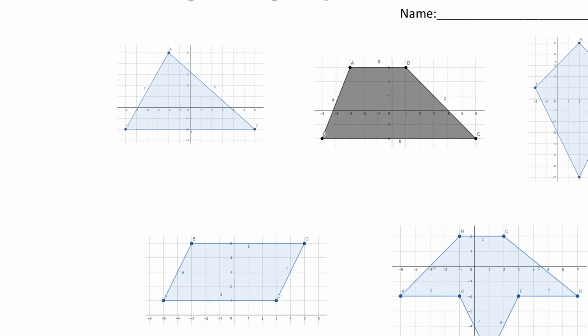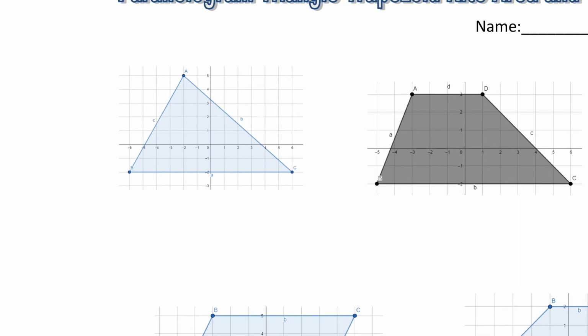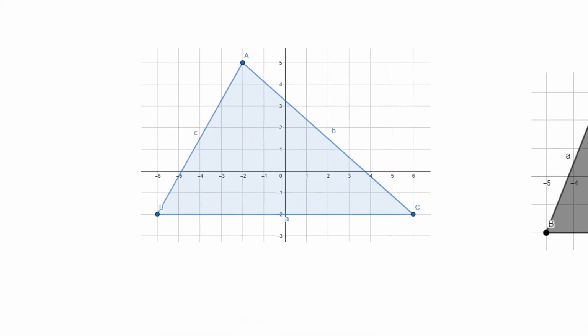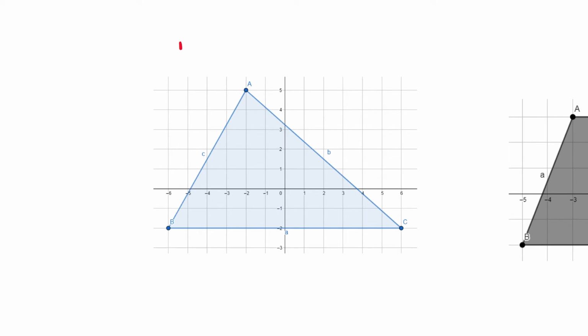Okay, so today we're not talking about any new formulas or anything. We're just taking what we've been talking about this whole week, and we're going to put it together a little bit. So on this first one, what shape is this? A triangle. Obviously, this is a triangle. So how do we find the area of a triangle? A equals base times height divided by 2.